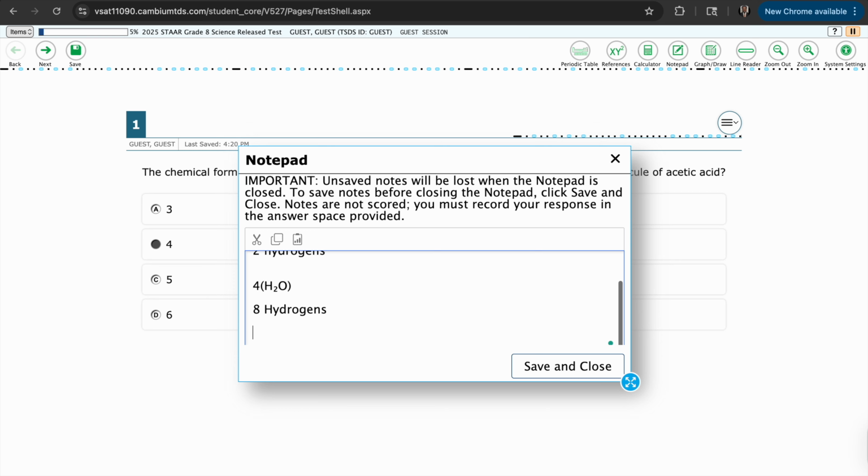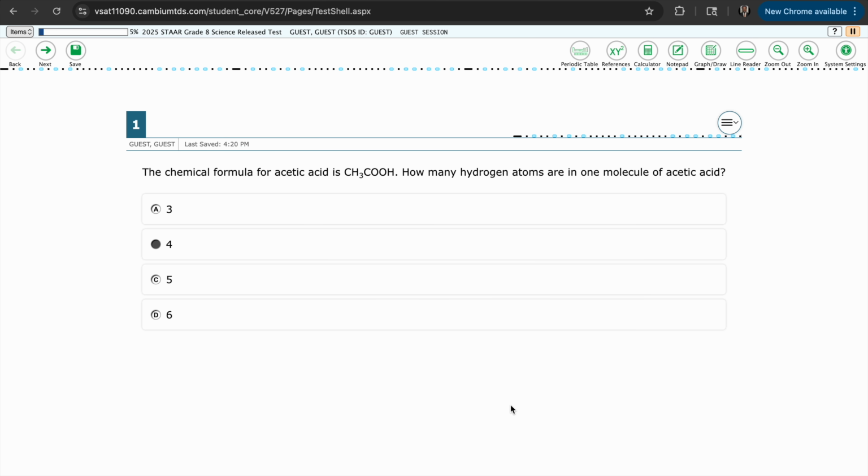Now, how many oxygens do we have? Well, originally we just have 1. But because of this 4, we're going to multiply it so we get 4 oxygens, right? So that's how you navigate this.